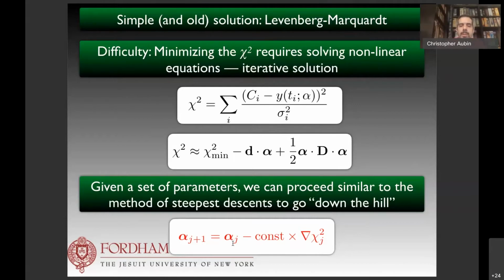Basically, we choose some set of parameters, alpha j, and then we update that by subtracting off the gradient of the chi-squared when evaluated at those parameters. That's going to allow you to go down the hill, right? The gradient always points down the hill.